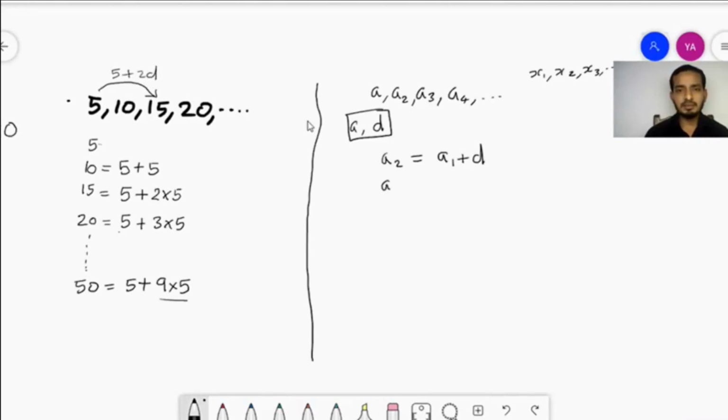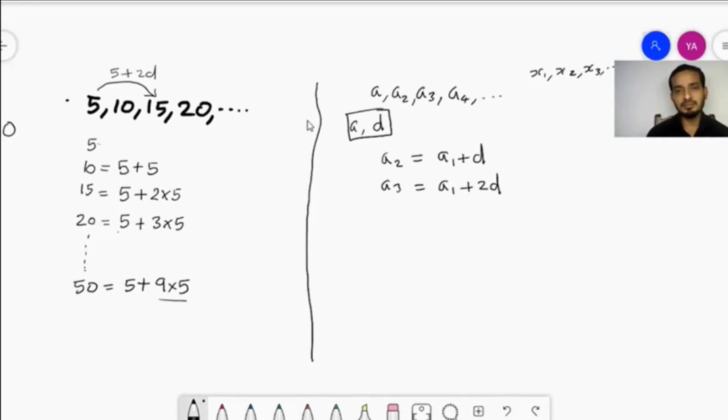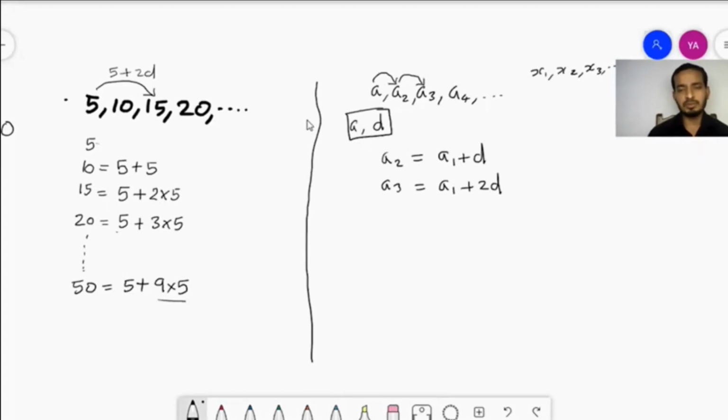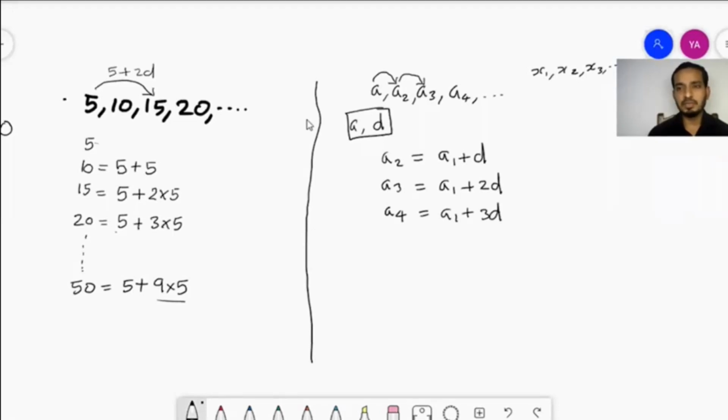And to get A3, the third term, we have to add 2 times the common difference to the first term, right? If you add 1 time the common difference, you will reach A2. And if you add 1 more time, you will reach A3. So that means A3 is equal to A1 plus 2D. Okay, and to get A4, the fourth term, we have to add 3 times the common difference. A4 is equal to A1 plus 3 times the common difference.